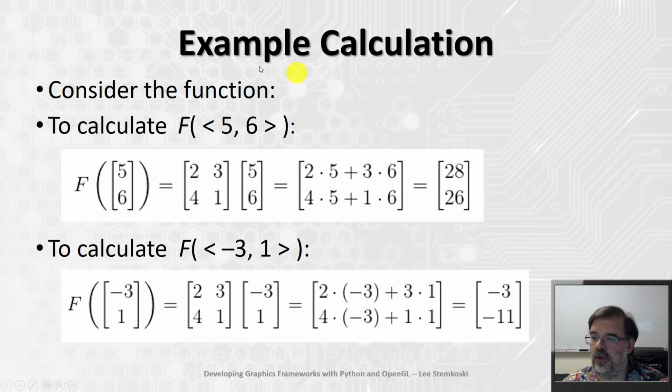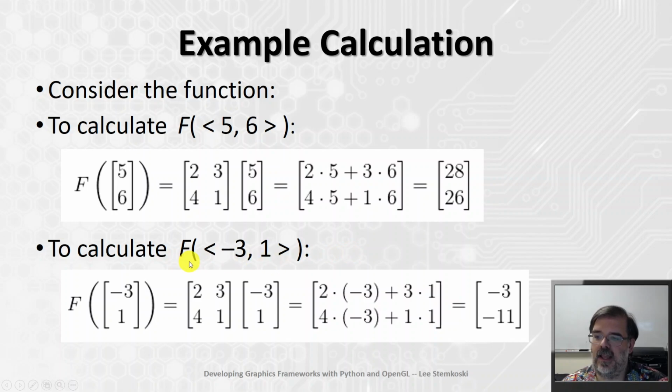It's a fair amount of arithmetic. So for example, let's say I have the matrix 2, 3, 4, 1. Right? And if I want to calculate, say, f of 5, 6, how does the function f transform the vector 5, 6? Well, we just use that formula. We arrange the numbers as follows. We do the calculation, and we see that that function would transform the vector 5, 6 into the vector 28, 26.